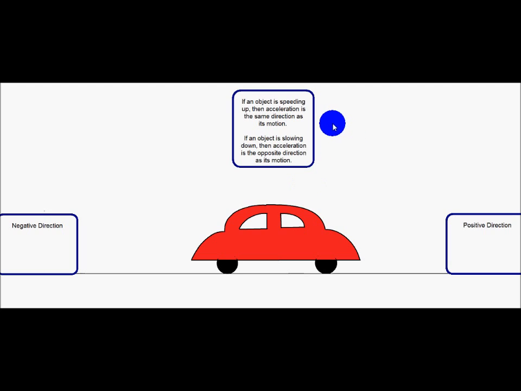So the general rules that we have for acceleration being positive or negative, which is what we're focusing on in this video, the direction or the sign of it. So A stands for acceleration, that is an A, and we have a plus or minus for positive or negative. And the rules are written here. If an object is speeding up, acceleration is the same direction as its motion. If an object is slowing down, then acceleration is the opposite direction as its motion.